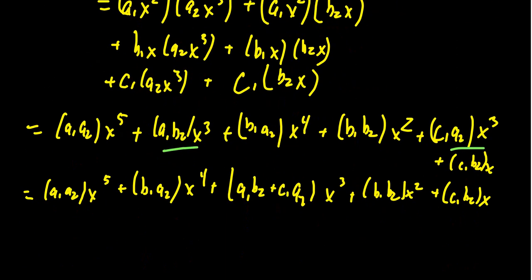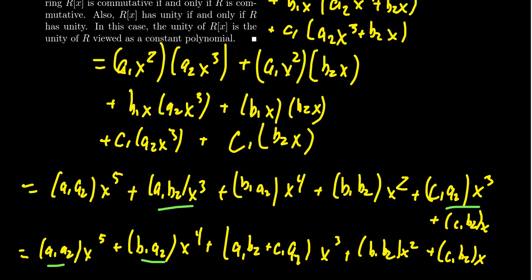And notice here that I was very careful when I did my products. I never twisted the order. It's always first term, second term, first term, second term. You see that? So even if the ring is non-commutative, we can make sense out of this polynomial multiplication. But if the multiplication of the coefficients is commutative, then the multiplication of the whole ring will be commutative.